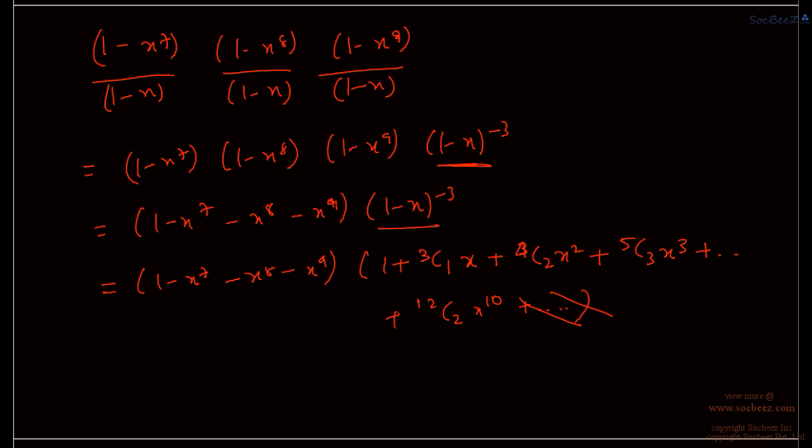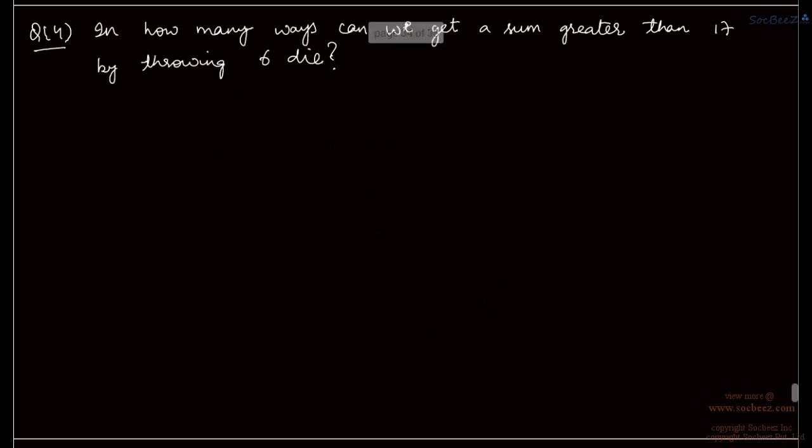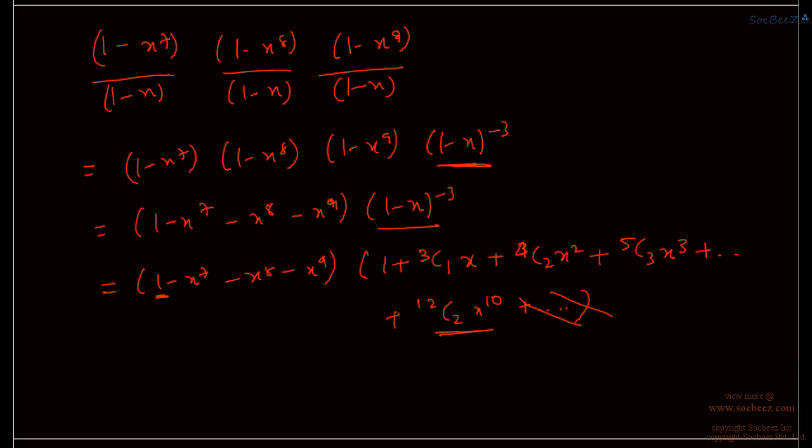Because we have got x power 10 here. X power 11, 12, 13 all the way till infinity will not be of any use to us. Okay? So we see that the term we are concerned about here is x power 10, and hence when I multiply this with this term, I get x power 10 here, right?